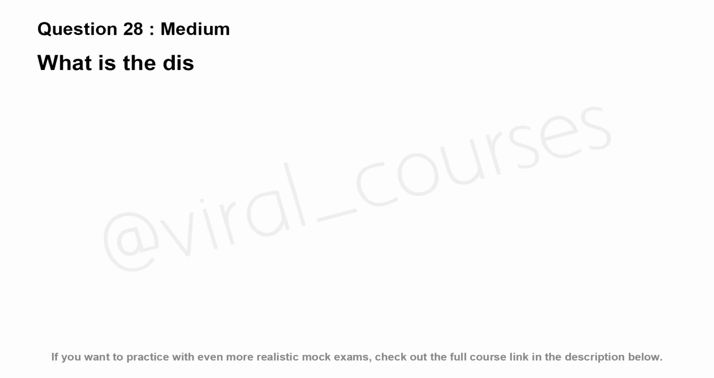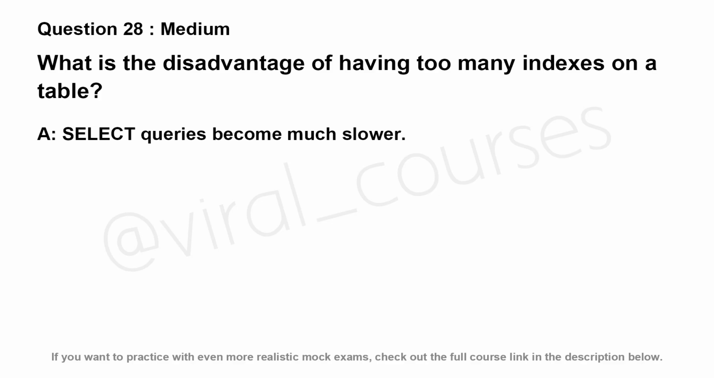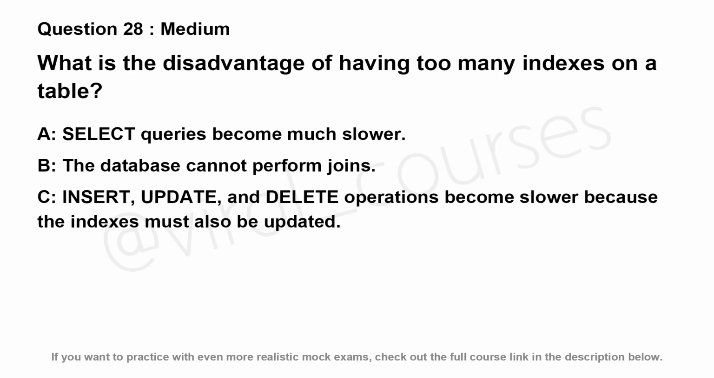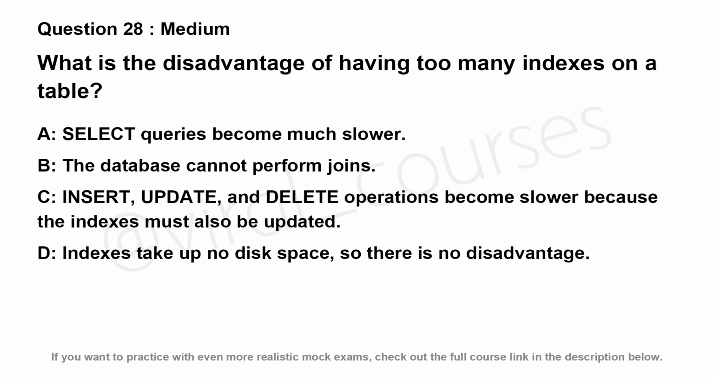What is the disadvantage of having too many indexes on a table? Option A. SELECT queries become much slower. Option B. The database cannot perform joins. Option C. INSERT, UPDATE, and DELETE operations become slower because the indexes must also be updated. Option D. Indexes take up no disk space, so there is no disadvantage.